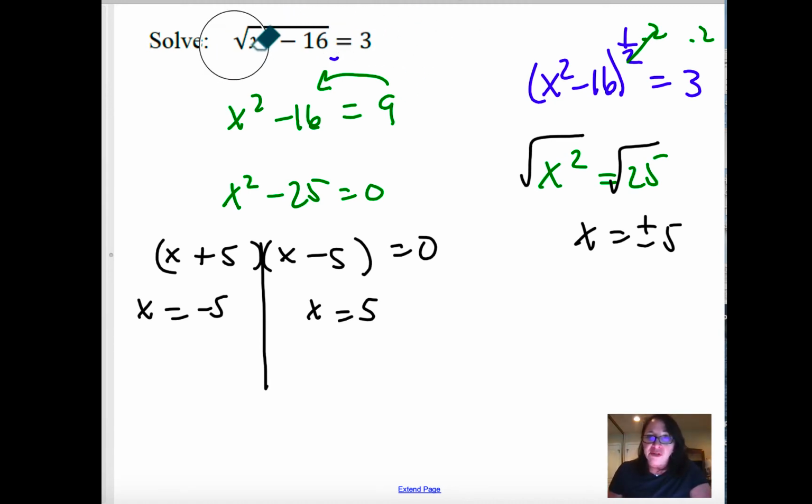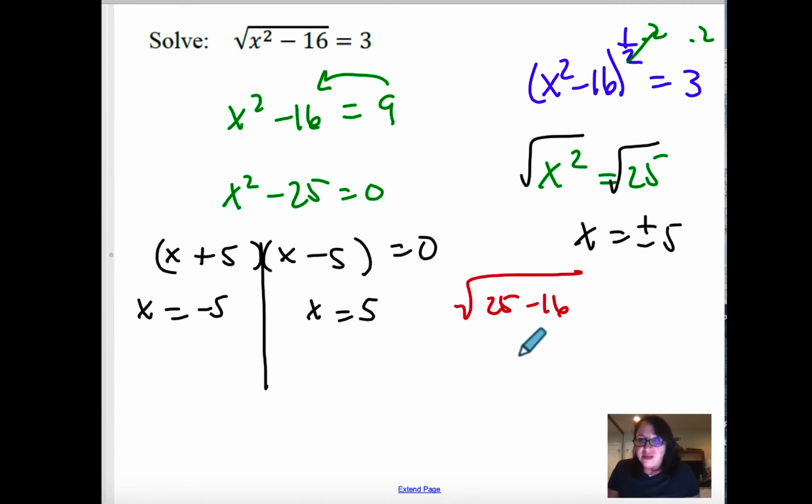Remember also to plug your values in and check your work. As you go through the key, you should see every single problem says check, check, check. All right, so we're going to check negative 5 first. The square root of negative 5 times negative 5 is 25 minus 16. So 25 minus 16 is 9. The square root of 9 is 3. And for this value, that does equal 3, check.